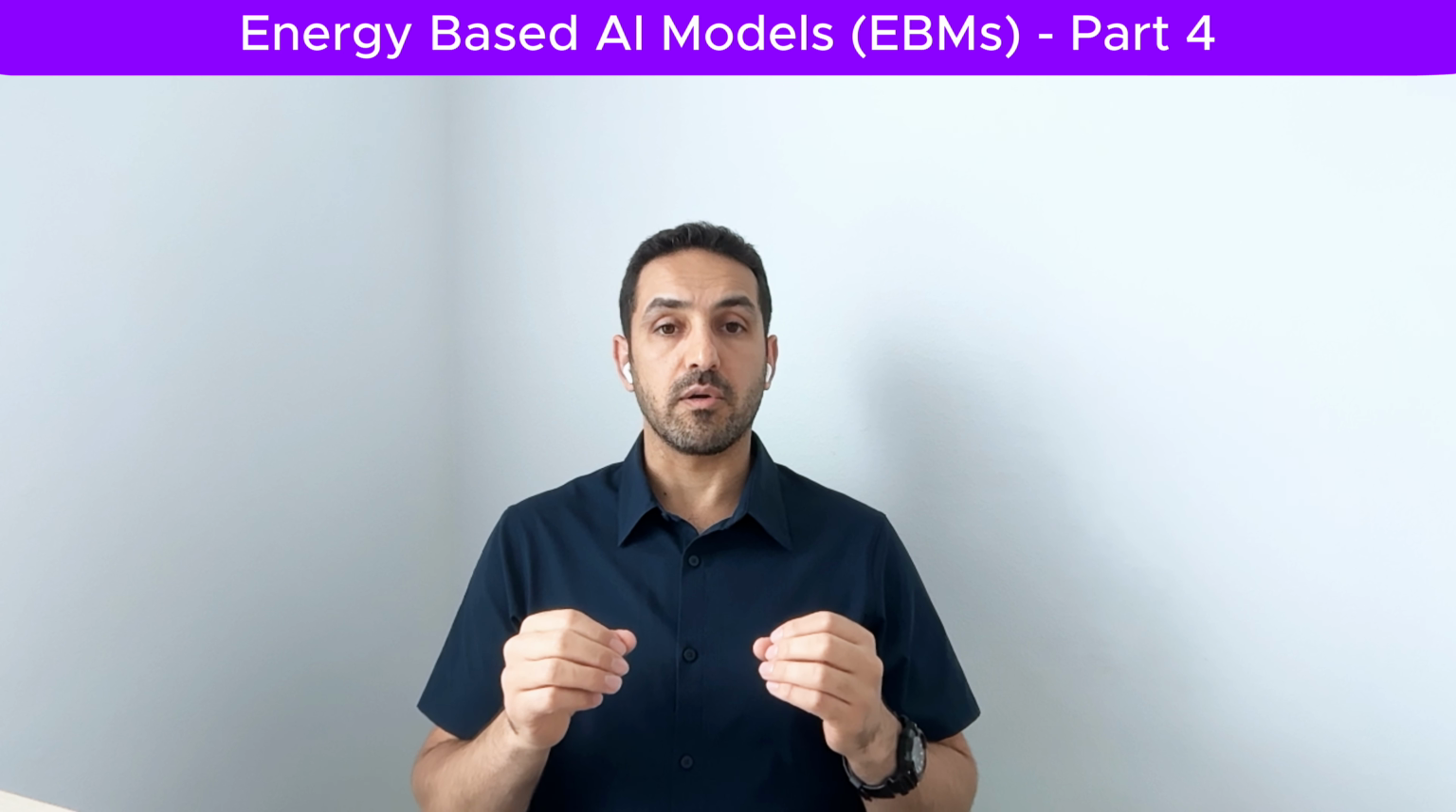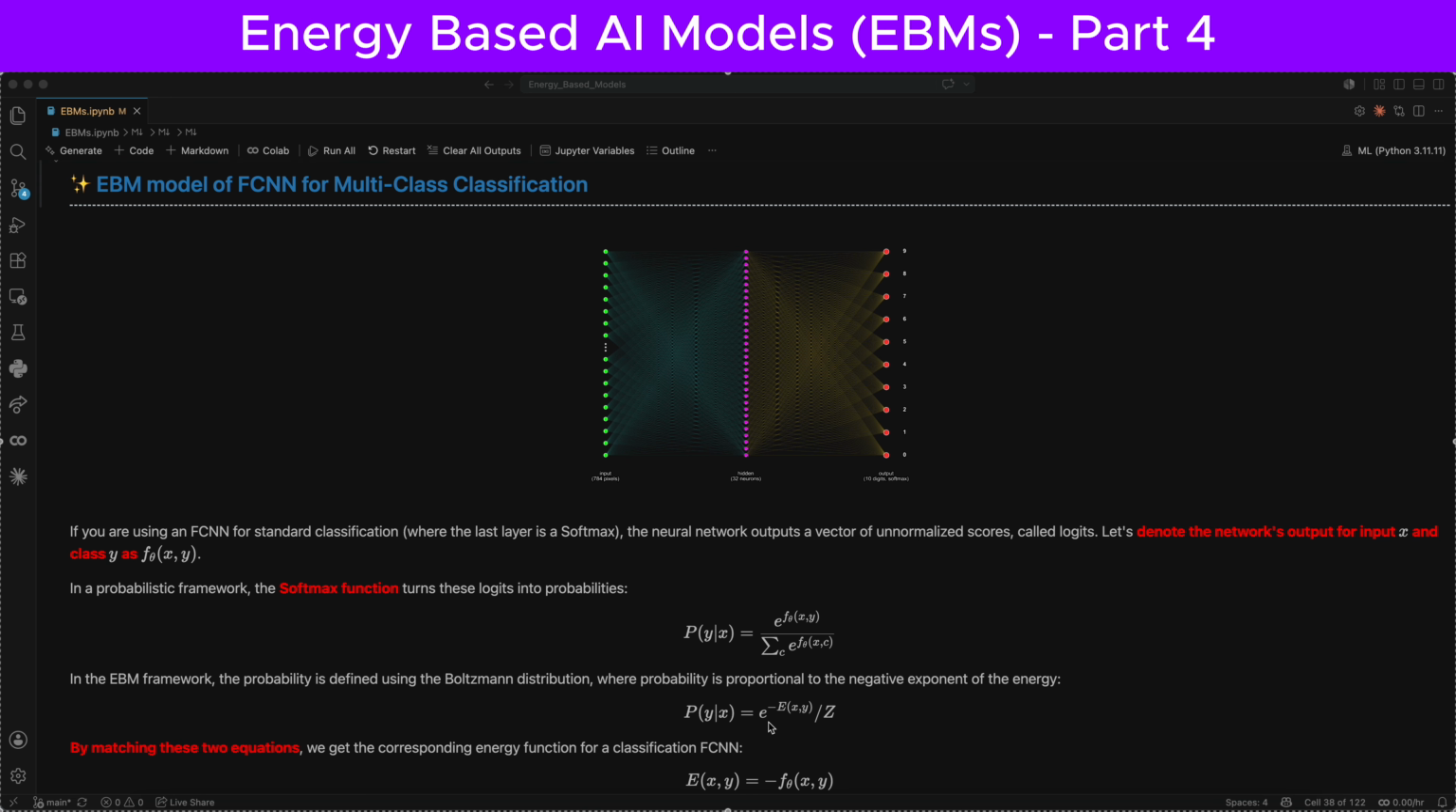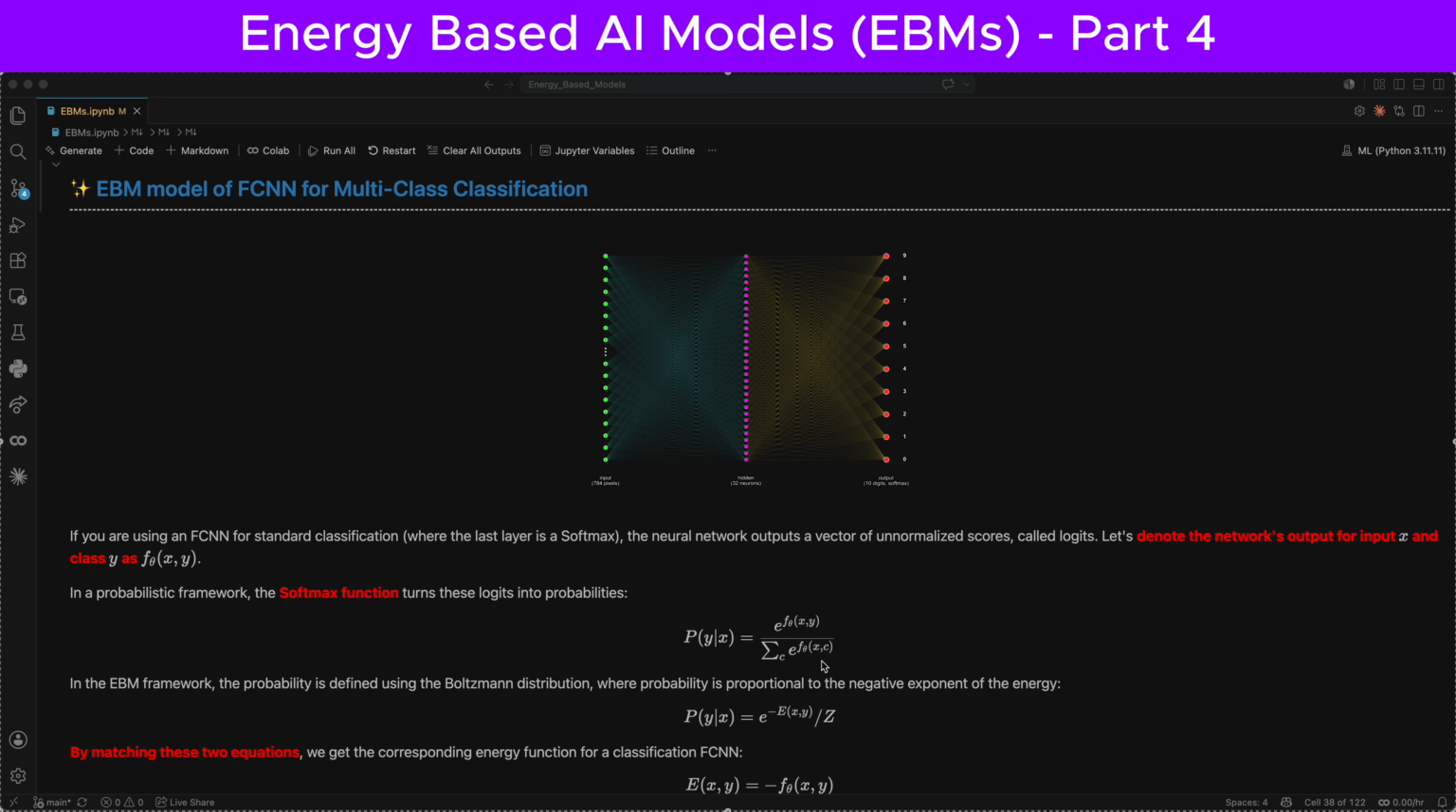For today, however, let me also discuss the energy of classifier neural networks. Now, let's say we are using a fully connected neural network for a standard multi-class classification where the last layer is a softmax and the neural network outputs a vector of unnormalized scores called logits. Again, let's assume the input to the network is a vector x and it outputs a score for each class y. And that output is represented by a function f that depends on parameters theta and takes the x and y as inputs. In a probabilistic framework, the softmax function turns these logits into probabilities given by this equation.